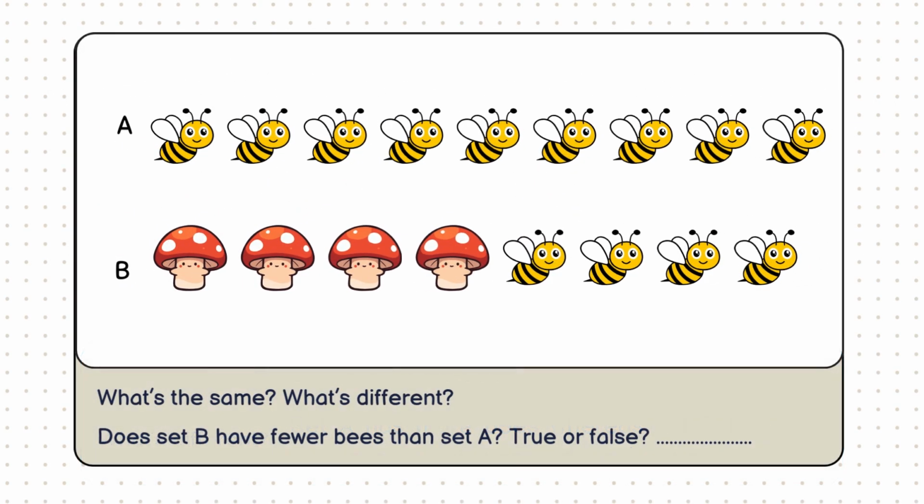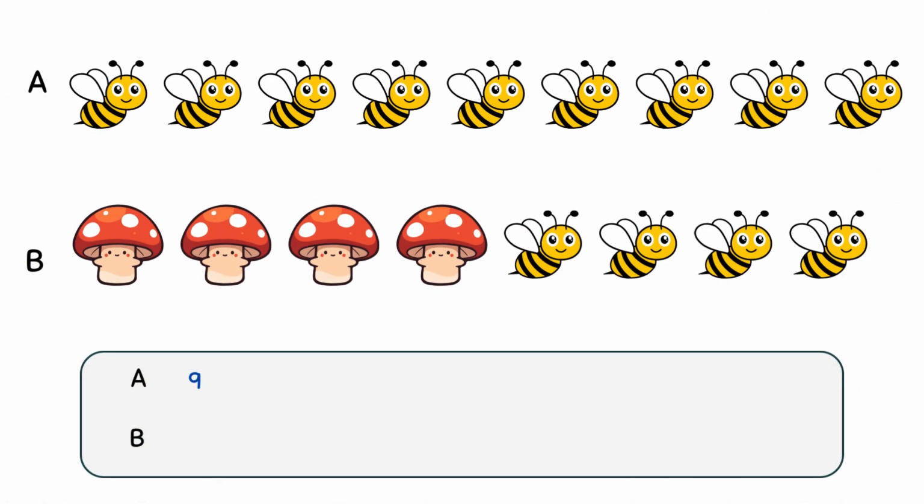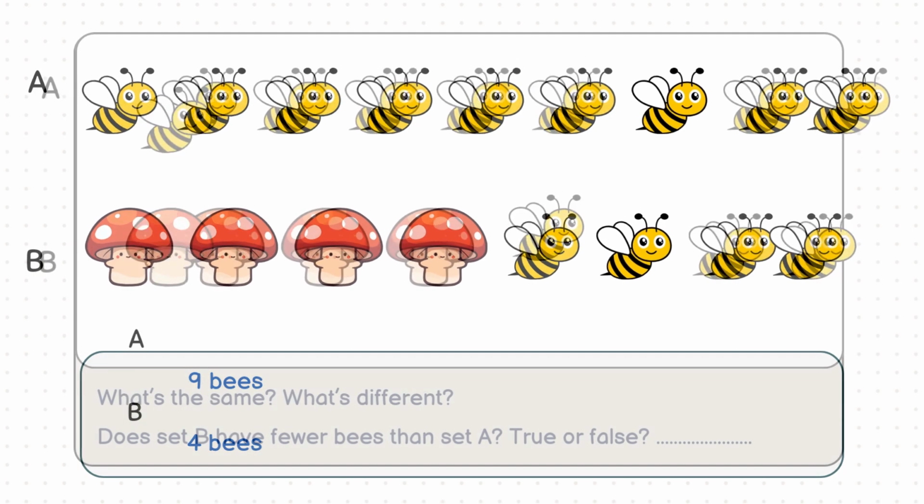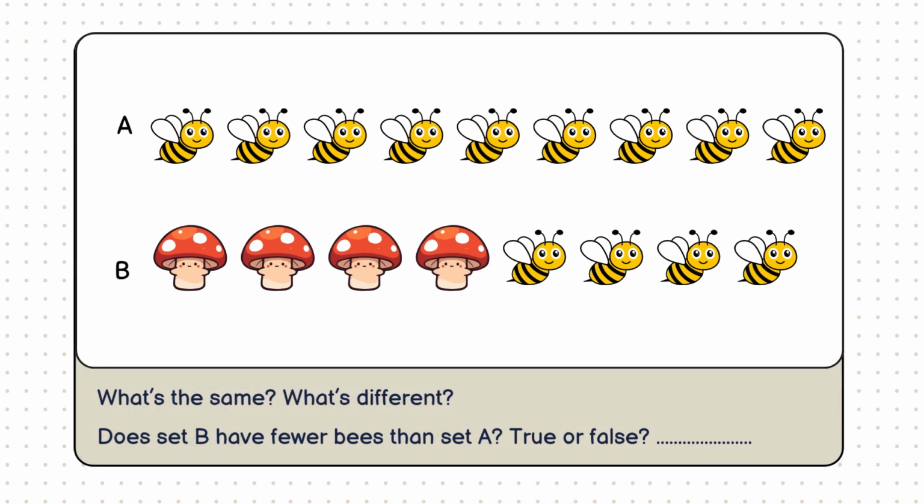Now, let's think about this next question. Does Set B have fewer bees than Set A? Set A has 9 bees and Set B has 4 bees. So, is it true that Set B has fewer bees? Yes, that's true. Set B has fewer bees because 4 is less than 9. Great job figuring that out.